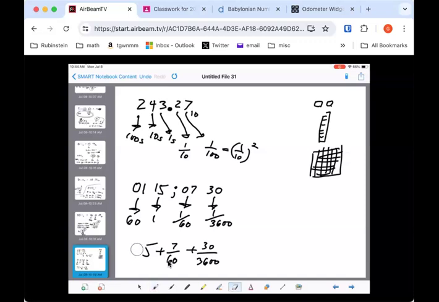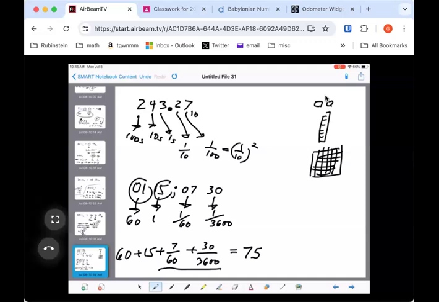To make it even clearer, why don't I write 60. This 1 represents the number 60. This 15 represents the number 15. This 7 represents the fraction 7/60ths. And this 30 represents the fraction 30 over 3,600. Would you please, using common denominators and such, combine these fractions and reduce to lowest terms, and watch what happens. Something surprising will happen.